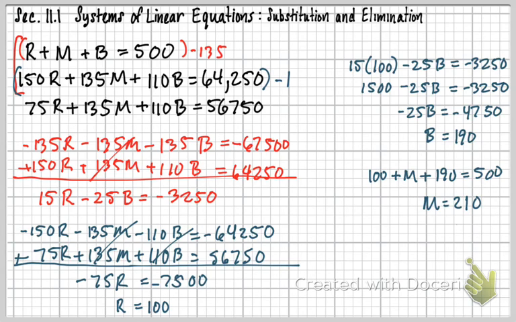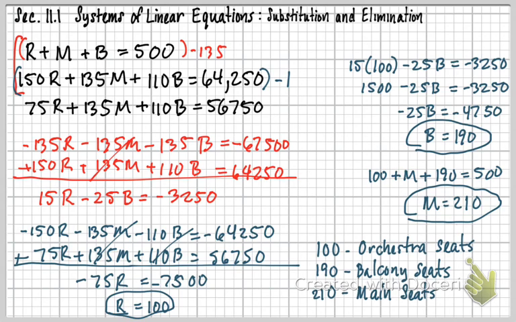So my orchestra seats are 100. I have 100 seats. My balcony seats, I have 190. And my main seats, I have 210. So there's our answers for that problem. So we should probably write that information out for the word problem. So there would be our answer: 100 orchestra seats, 190 balcony seats, and 210 main seats.